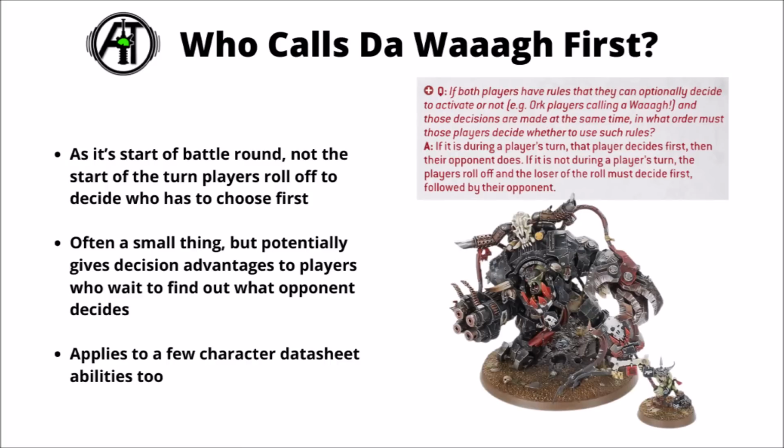Maybe Orc players deciding whether or not they're going to call the Waaagh if they're playing against another Orc player, and there are a few other rules like some character datasheet abilities that trigger at the start of the battle round. If you do have 2 rules like this that happen outside of a turn, you roll off and the loser gets to decide first, so the opponent gets a little bit more information as to whether or not they've called the Waaagh or activated another powerful ability.